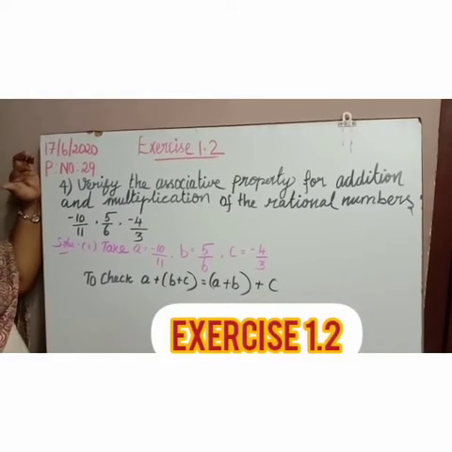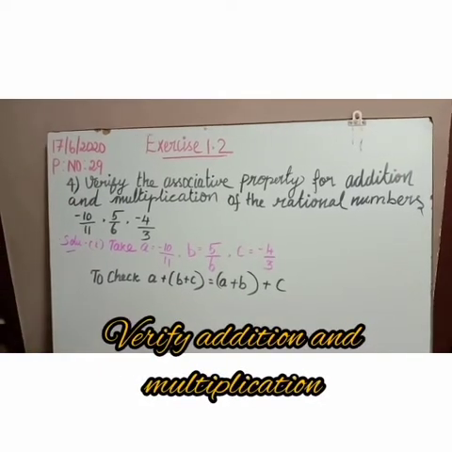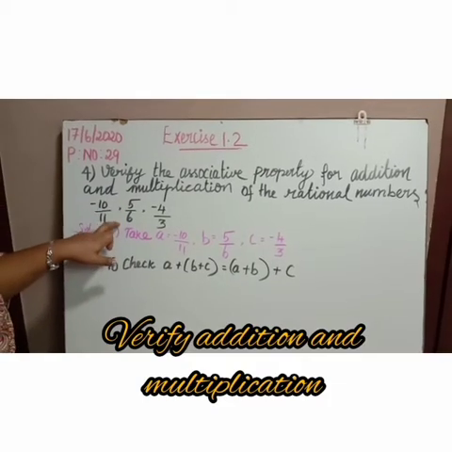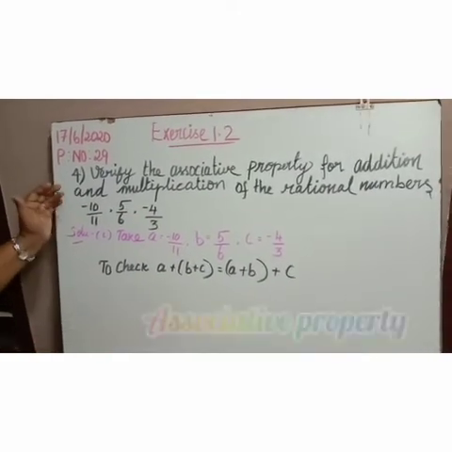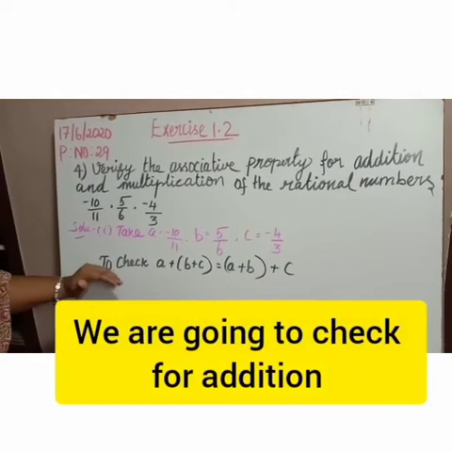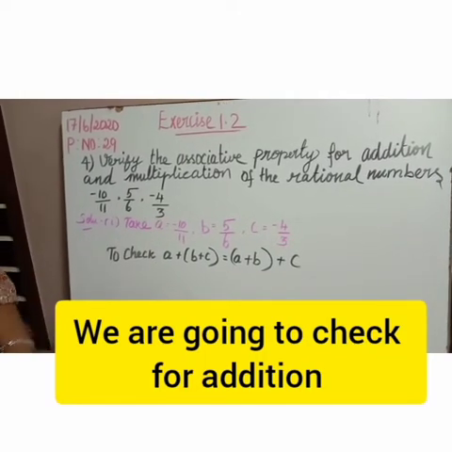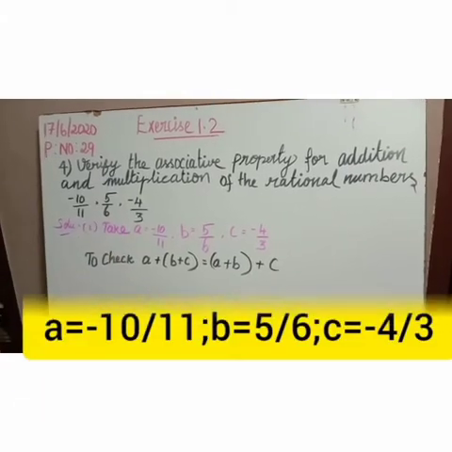Verify the associative property for addition and multiplication of the rational numbers minus 10 divided by 11, 5 by 6 and minus 4 divided by 3. Students, we have to verify the associative property. First we are going to do the addition. So take A is equal to minus 10 by 11, B is equal to 5 by 6, C is equal to minus 4 divided by 3.